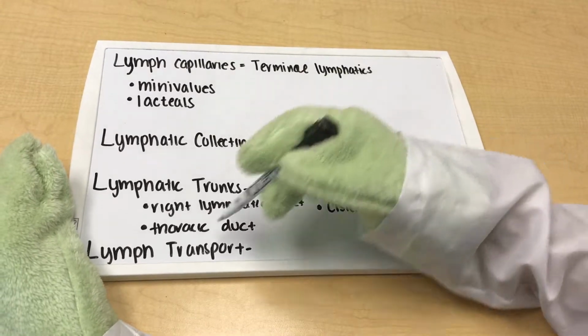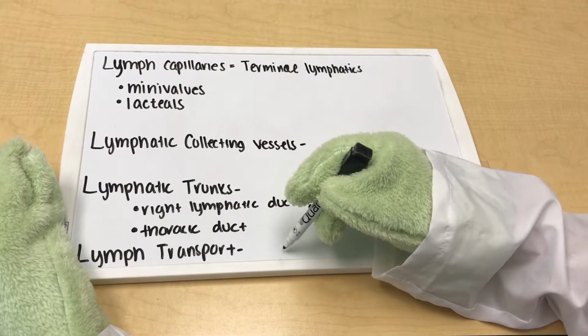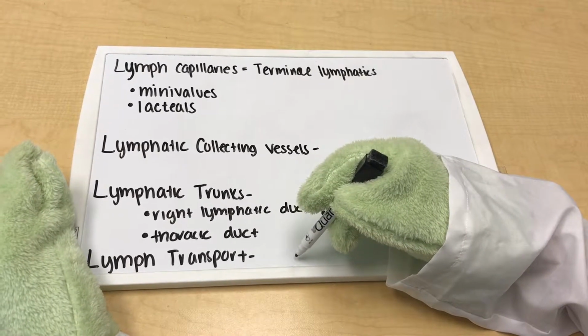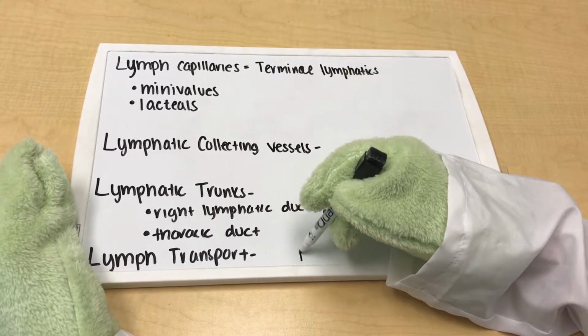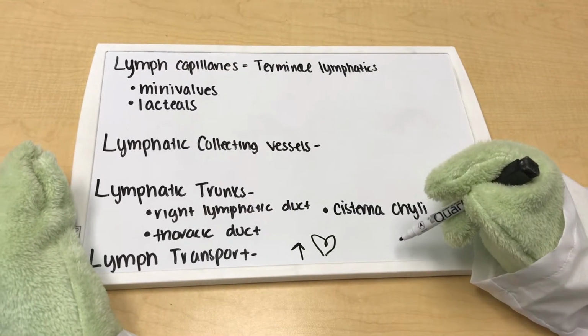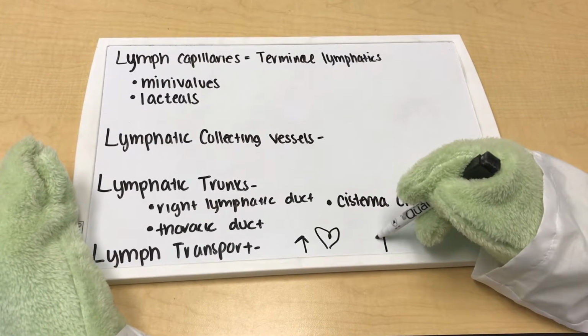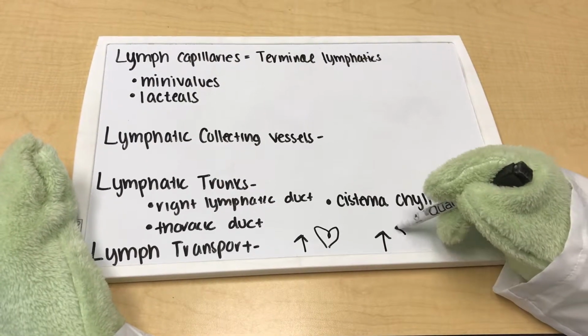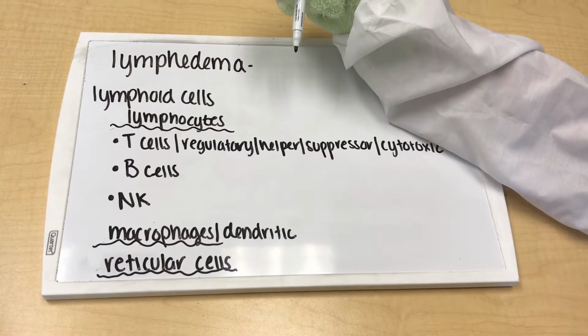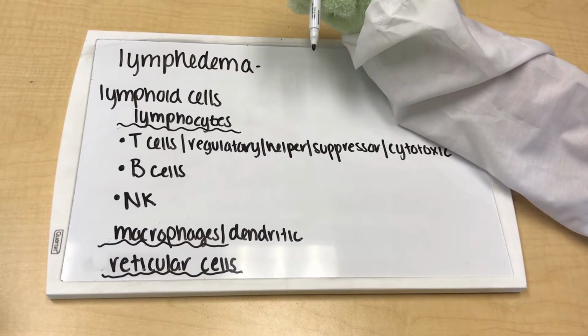Lymph is transported to the heart by 2 different mechanisms. One is the muscular pump, in which a contraction moves the lymph towards the heart. The second is the respiratory pump, in which the increased pressure moves the lymph towards the heart. Lymphedema is the swelling caused by a blockage or a removal of lymphatic vessels.